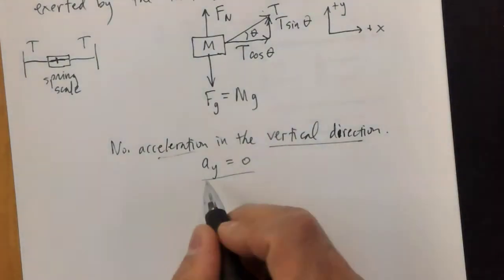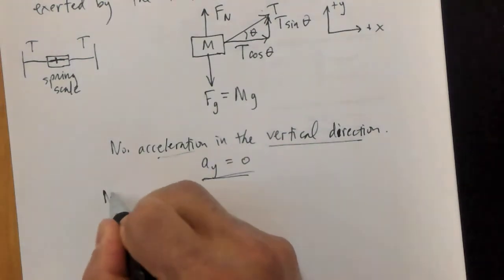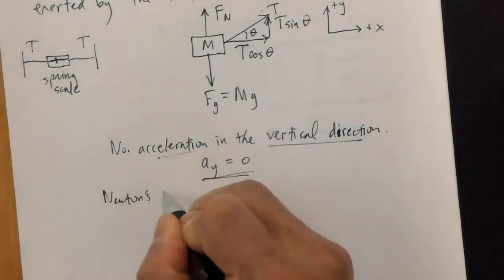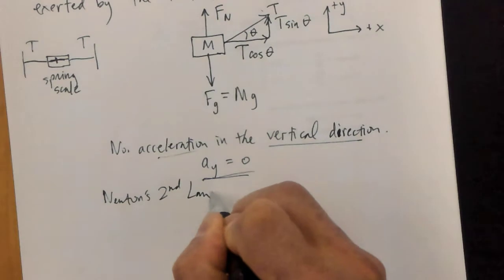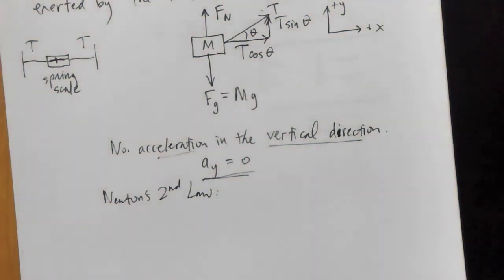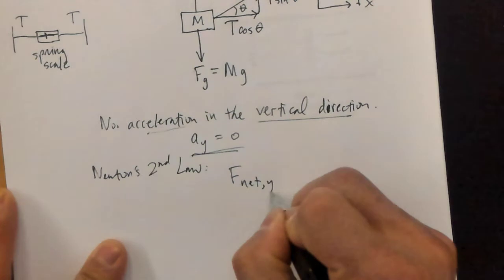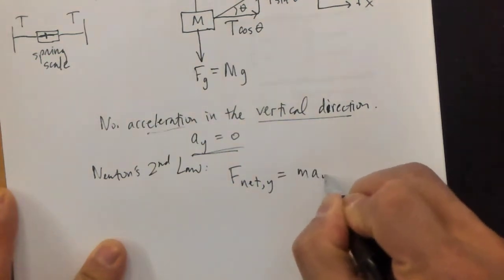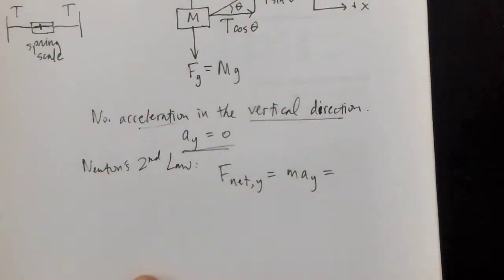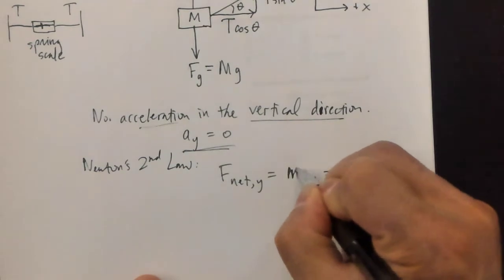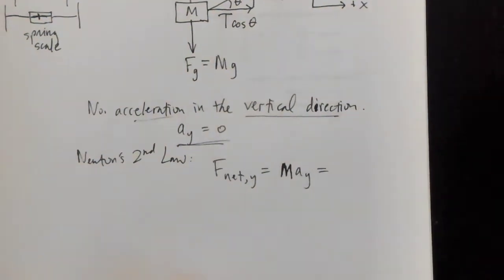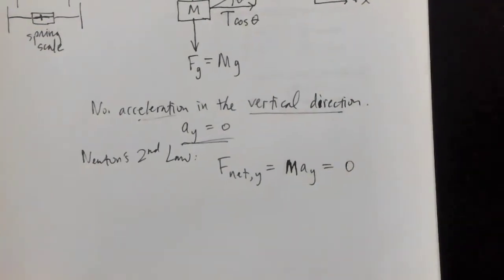Okay. So now ay is equal to 0, then you use Newton's second law. Or if you want, you could call it Newton's first law because that's a special case where ay is equal to 0. So Newton's second law tells you that the net force y component is equal to the mass times the acceleration y component. Actually, let me write it with a capital M to match what I've written before. And so this is equal to 0.